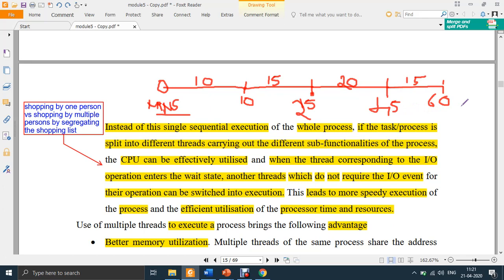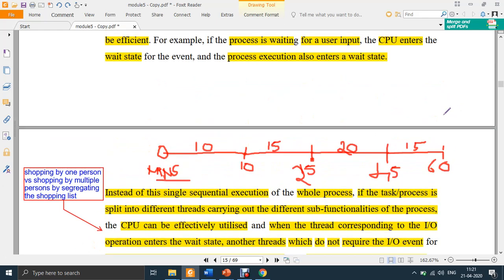But the same thing, if we segregate it and have multiple persons to do the job, it is simple and the time consumed will be less. How is the time consumed less? I'll give the example. Again, I'll start with the 0th minute. Since we have to perform four tasks, that is to get milk, ration, vegetables and fruits, let's say the list is segregated and there are four persons to do the job.